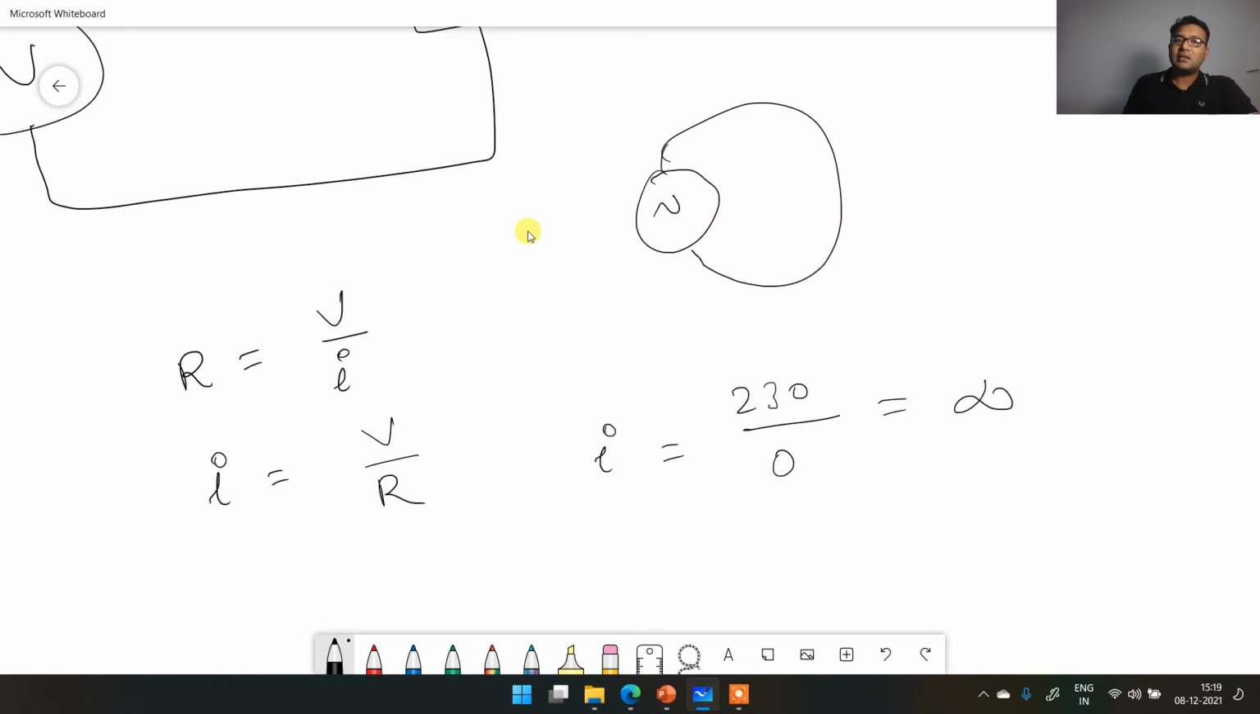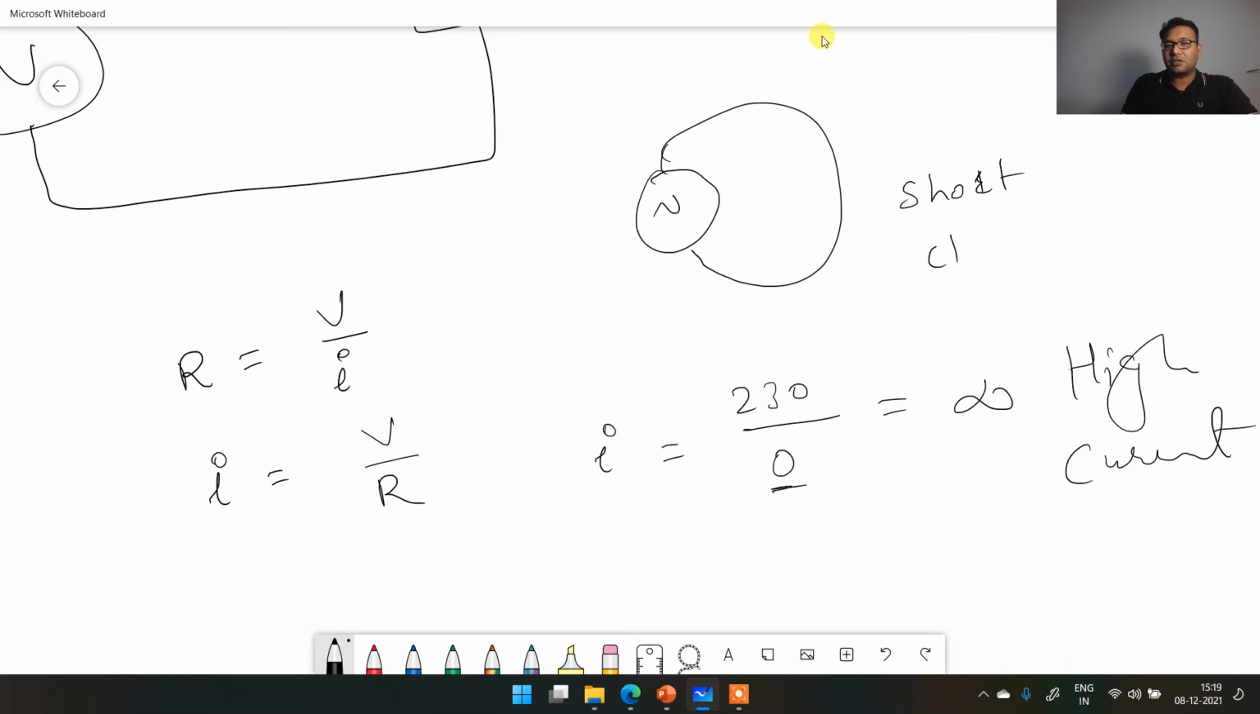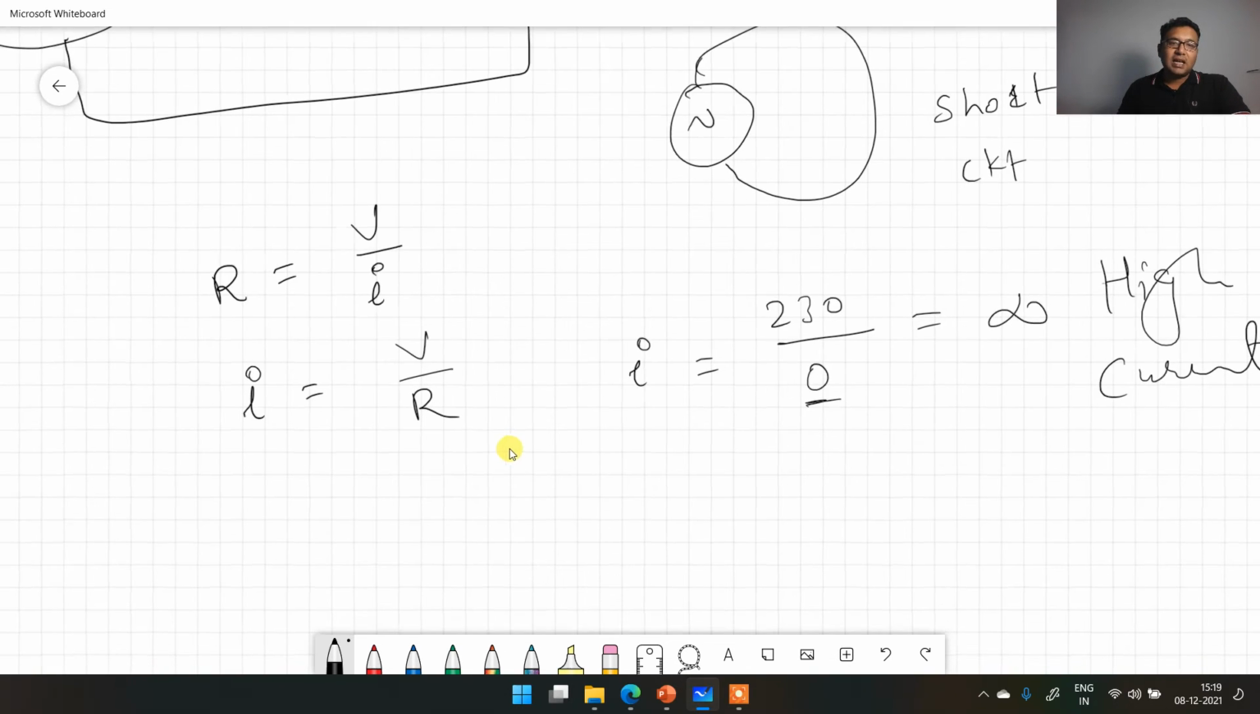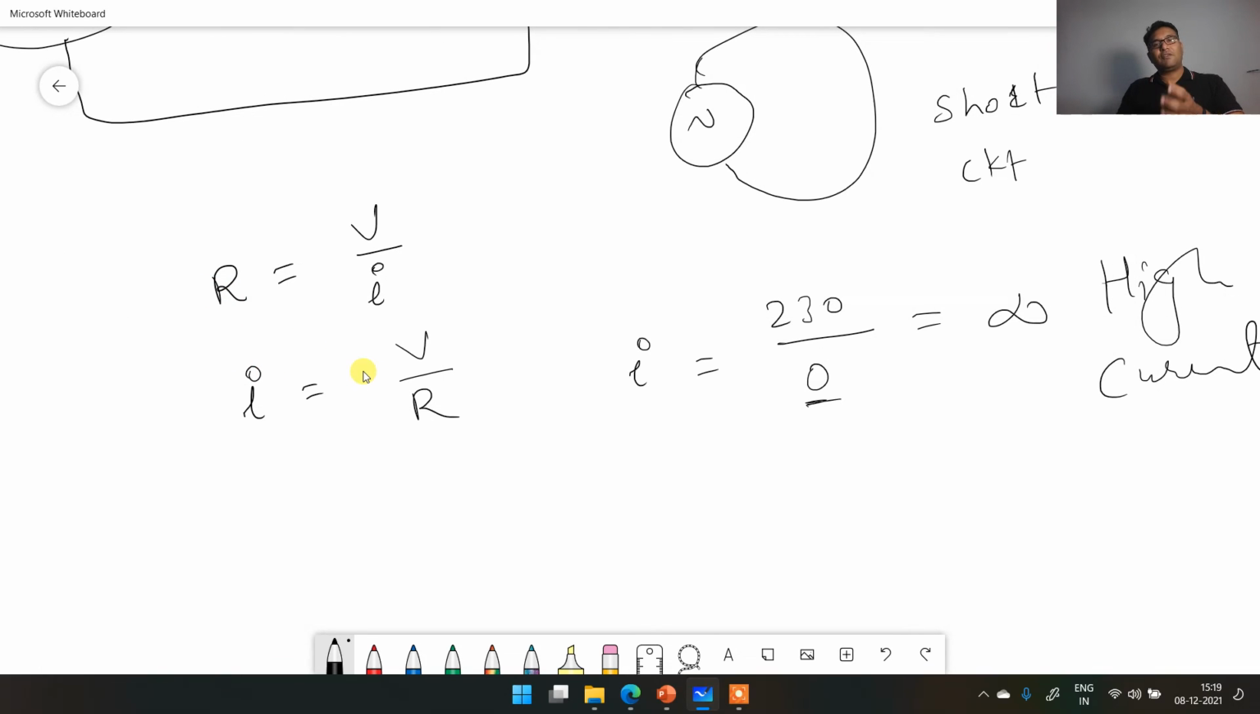Now in practice, a wire will never have 0 as its resistance. It will offer some resistance, but even in that case, it will try to have very high current, and the entire circuit comes into something called a short circuit condition, and it will blow up, it will break up. Now this resistance is important. Every kind of load will offer some resistance. It is dissipating some energy.